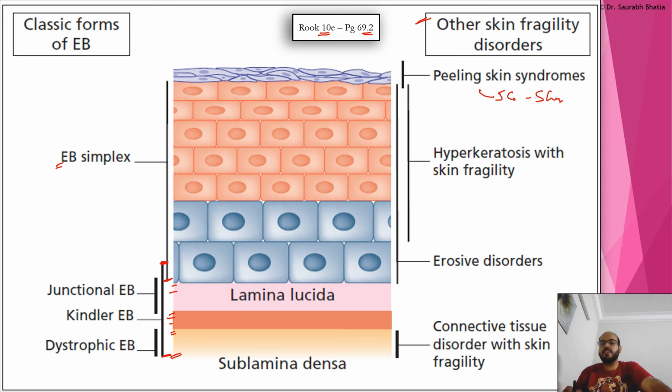In hyperkeratosis with skin fragility, you have it in the upper layers of epidermis. In erosive disorders, see, for erosions to occur, you need to have bulla. And bulla will happen if the split is lower down in the epidermis. So in erosive disorders, the majority of the splits is in the lower side. And in connective tissue disorder with skin fragility, you have major problems in the sublamina densa. So this is a good diagram. If you want to know more about the genetic basis, read the newest Rook edition. It's a somewhat good reference for this, and then you can see this diagram and make more sense of it.